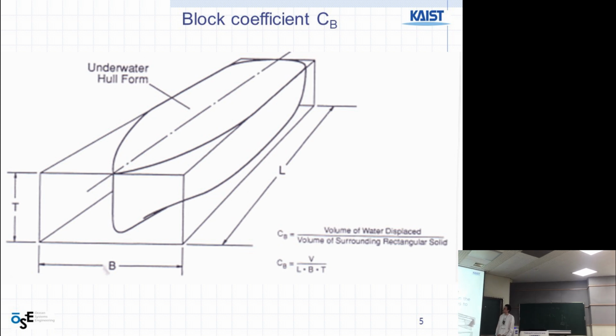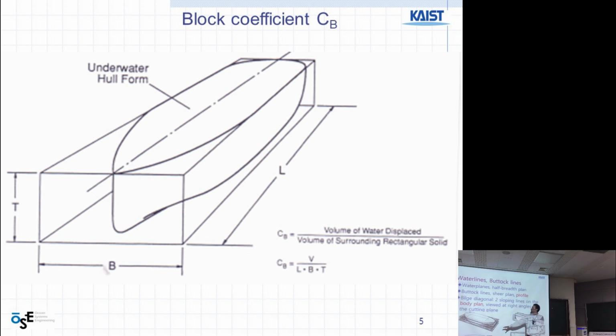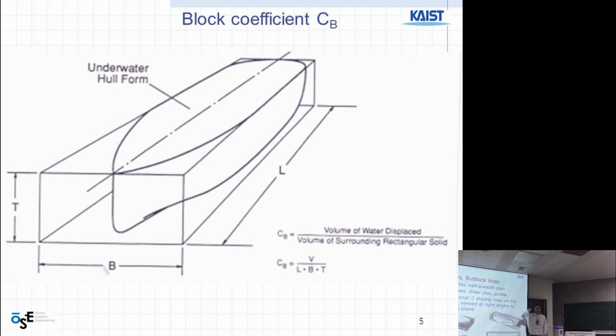So the water lines, I already mentioned before, form the half-breadth plan, which is this part. Again, it's symmetric, so we don't have to draw all of the ship, just the half is enough. For the buttock line, again, it's symmetric, so we just have to draw half of the ship. And again, we cut the ship at regular intervals to plot the lines.